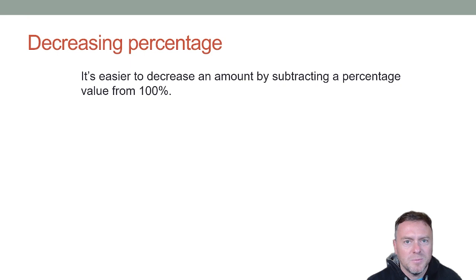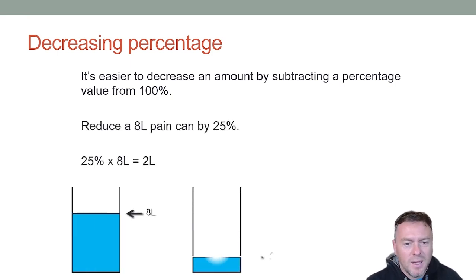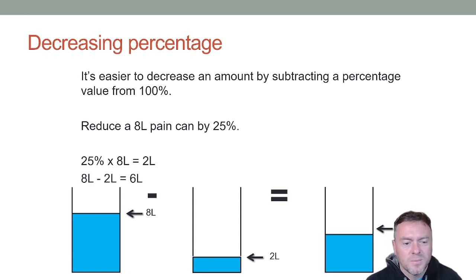So when we decrease percent, it's easier by using the same technique, but instead of adding to the 100%, we minus from 100%. So if we reduce an 8-liter paint can by 25%, you do 25% of 8 liters, you get 2 liters, and then you would subtract it. But hopefully, if you've picked up, there's a faster way that you can do this.